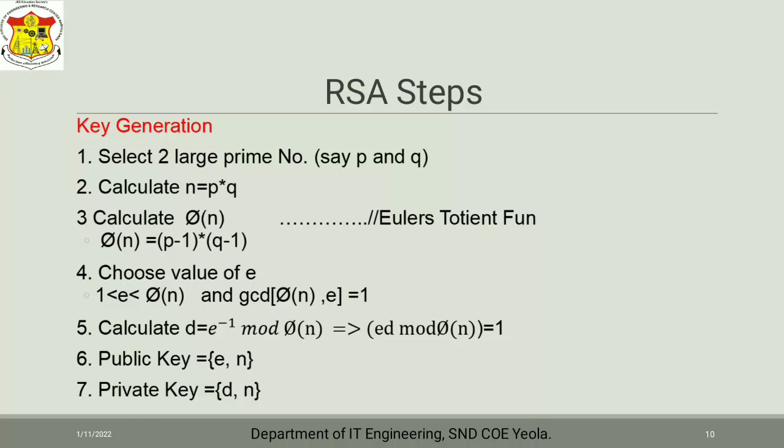Next we have to find the value of E. In order to find the value of E, that is the public key or encryption key E, the value should be less than whatever n value was obtained, and GCD of phi of n and E should be equal to 1. That is, the common factors between phi of n and E should only be 1 and not any other number. After which we will get the value of the public key, that is E.